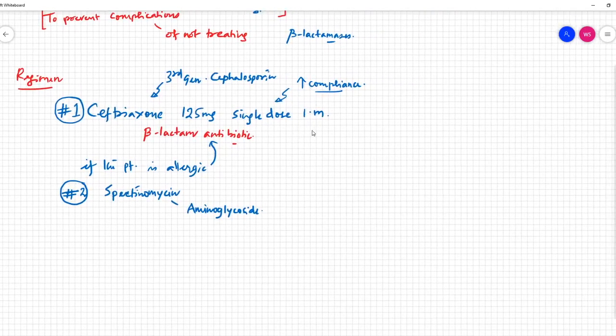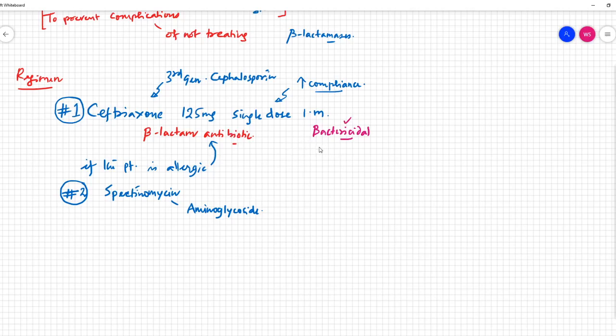So ceftriaxone, it's a beta lactam antibiotic, so it is basically bactericidal. Again, bactericidal depends on the concentration of the drug. If you give it in low concentrations, then it will be bacteriostatic. It has been shown to be bacteriostatic, but at this dose, it is a bactericidal agent.